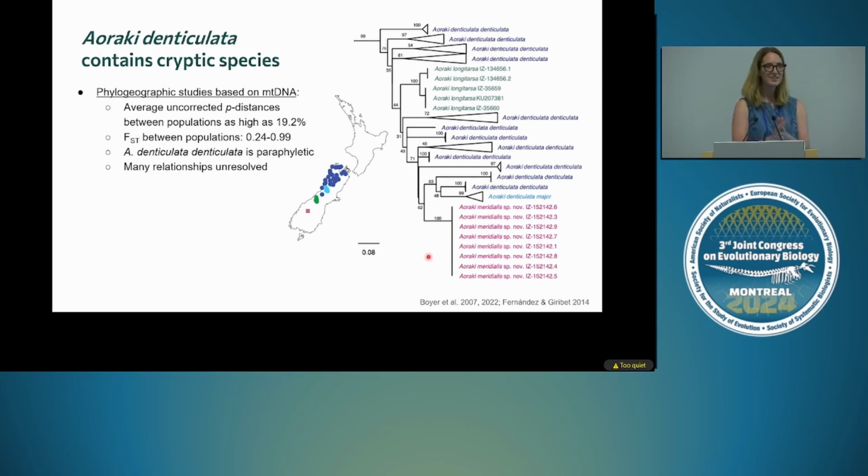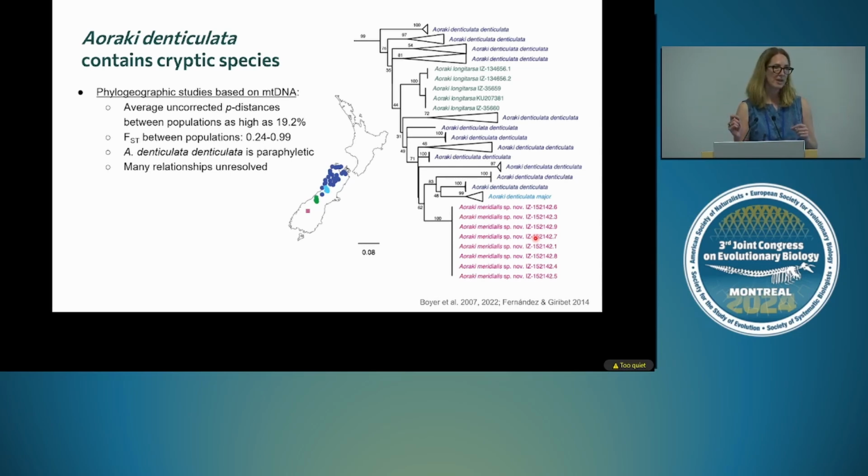All right, so within this lineage, there are two well-behaved species, which are Arachilongitarsa, which is shown here in green in the tree and also on the map, and Arachimeridialis, which is shown in pink on the tree and on the map. Everything that's shown in blue belongs to Arachidenticulata, which is a species that was described in 1948 with two subspecies. Those two subspecies are distinguished by size.